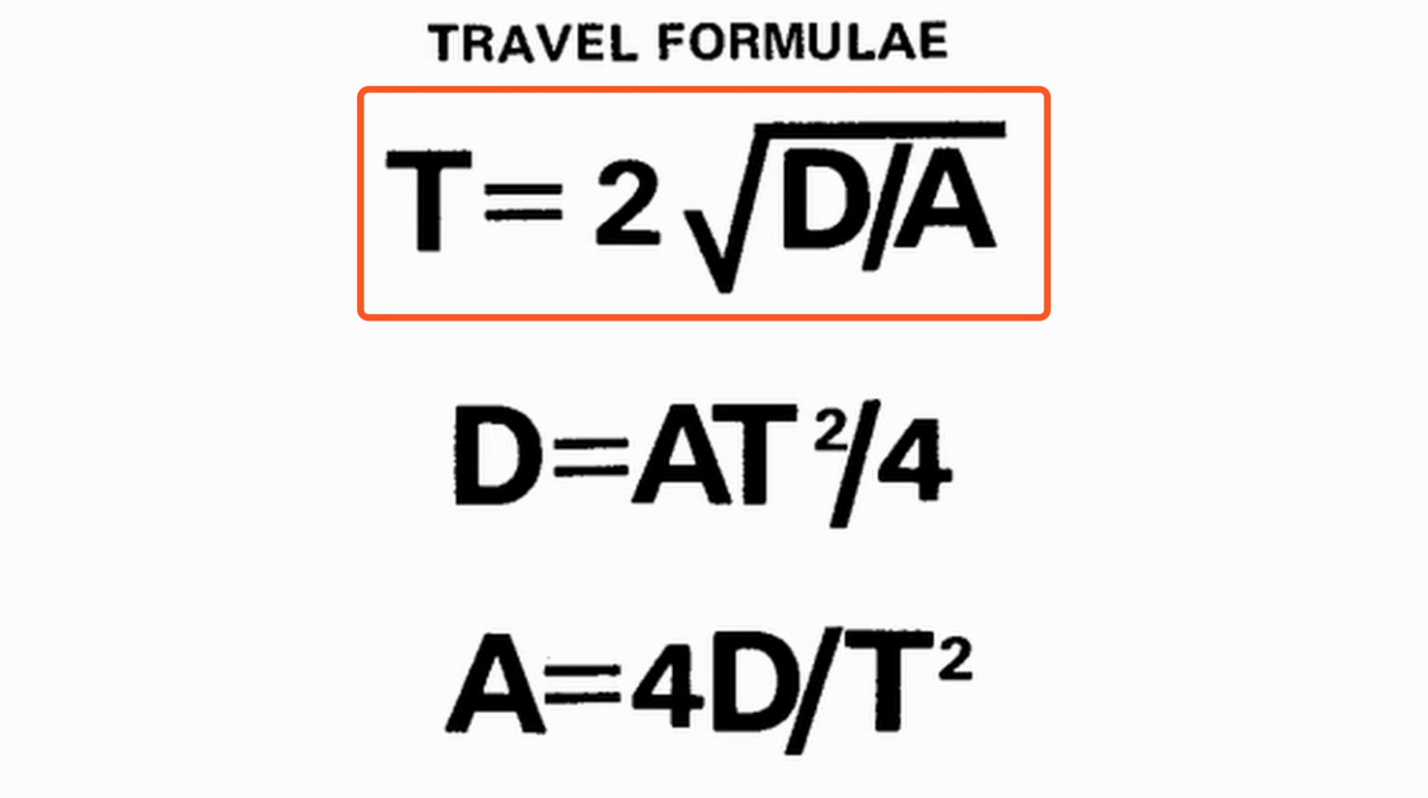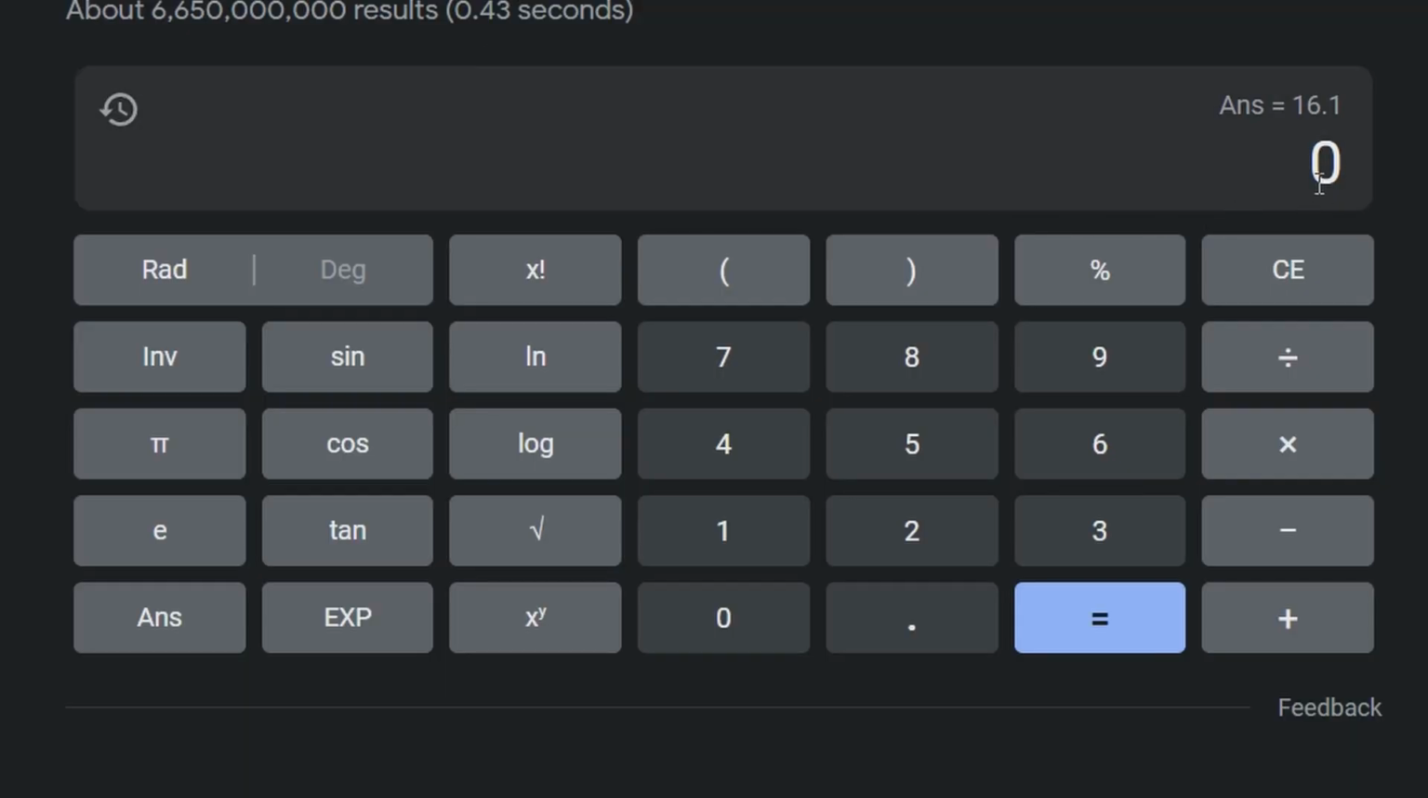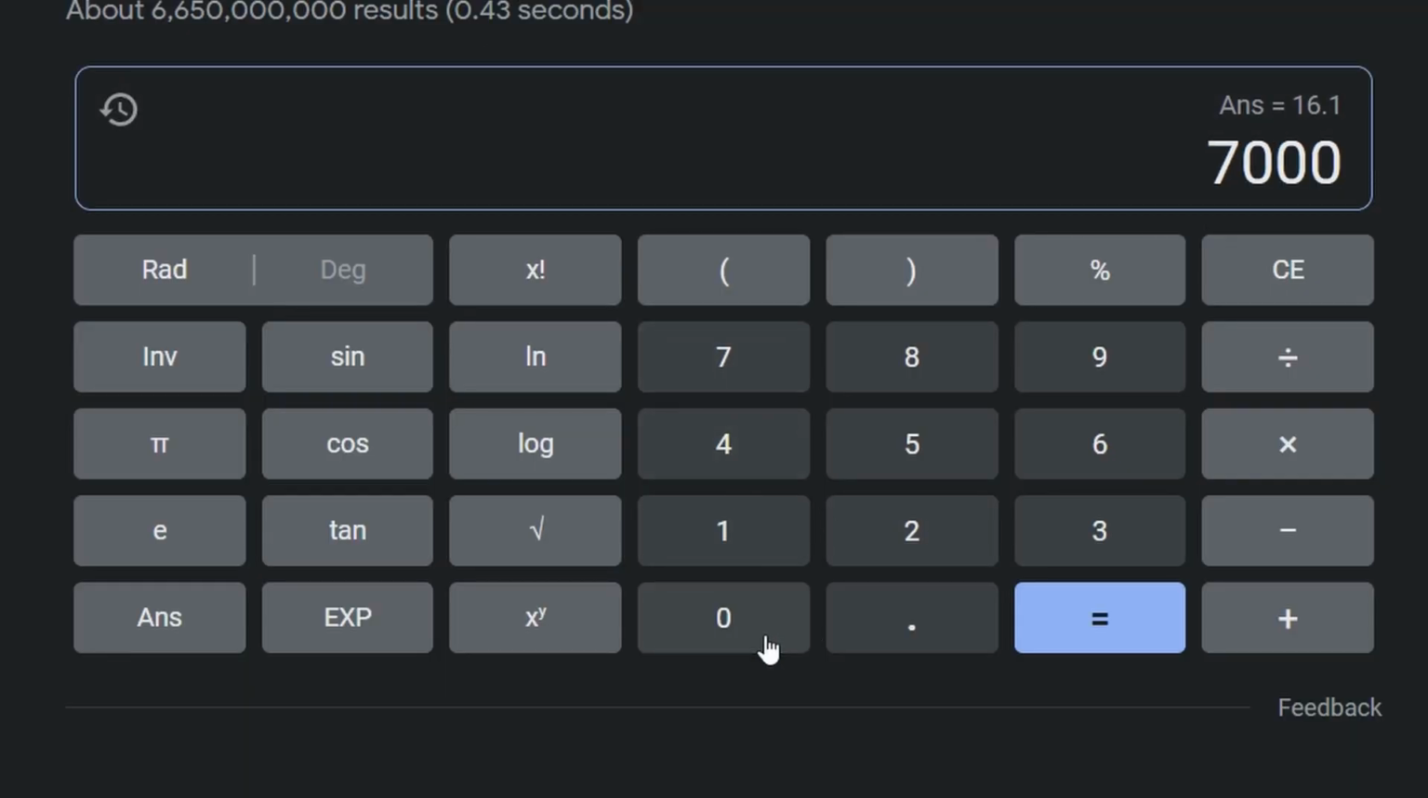Because the distance is in kilometers, we need to change that into meters. Now, if we go over here to the calculator, I know I'm going 7,000 kilometers, but if I want meters, I have to multiply that times 1,000. That is going to give me 7 million meters.